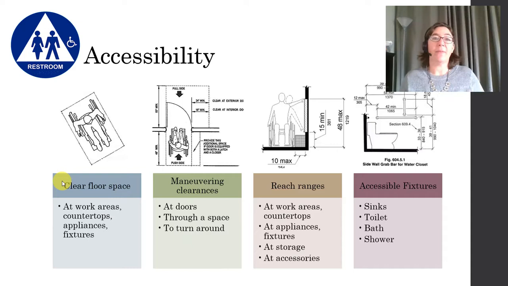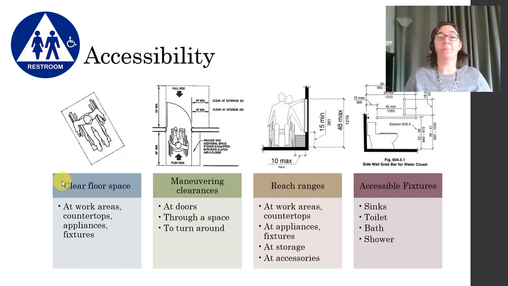The accessibility regulations found in the ADA and also in the IBC Chapter 11 come in 4 categories: clear floor space, maneuvering clearances, reach ranges, and accessible fixtures. And a lot of these apply specifically to the plumbing fixtures and the bathroom and kitchen areas, which is why I'm talking about them here in this lecture.